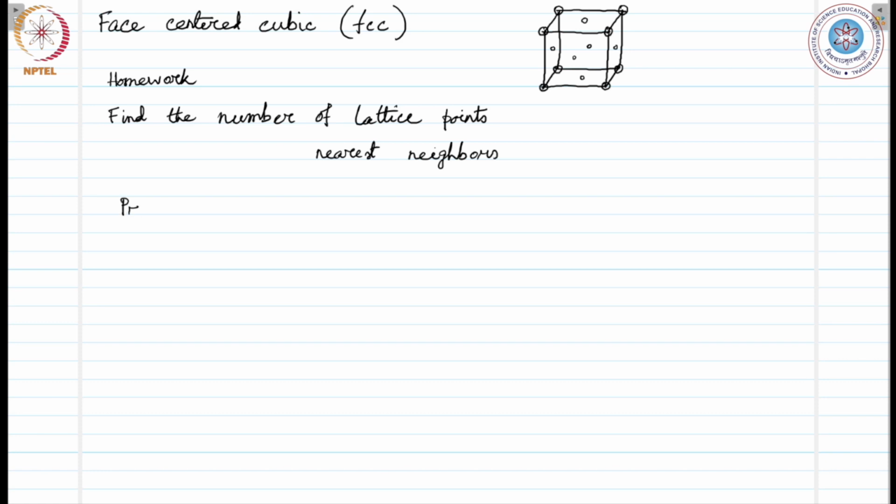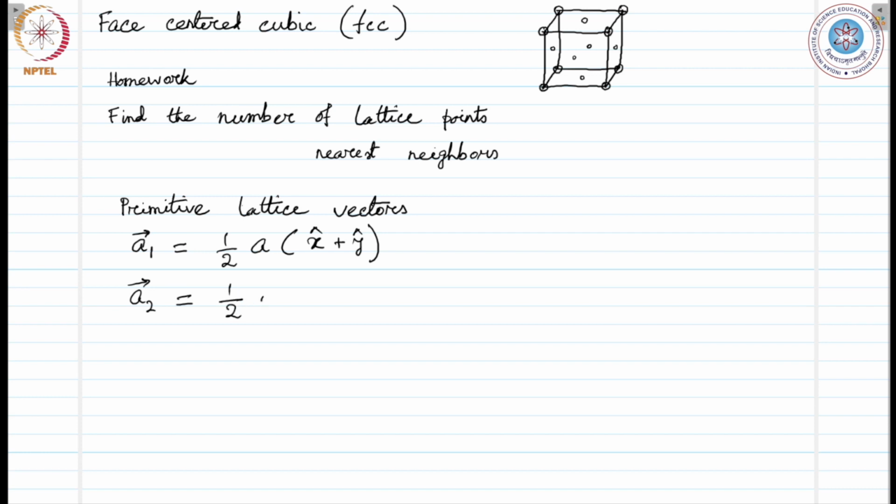For the primitive unit cell, that is the primitive lattice vectors, we can write in case of FCC, a1 is given as half a (x cap plus y cap), a2 is given as half a (y cap plus z cap), and a3 is given as half a (z cap plus x cap). So you can see that FCC is also not a primitive unit cell. The primitive unit cell is smaller than this conventional cubic cell.